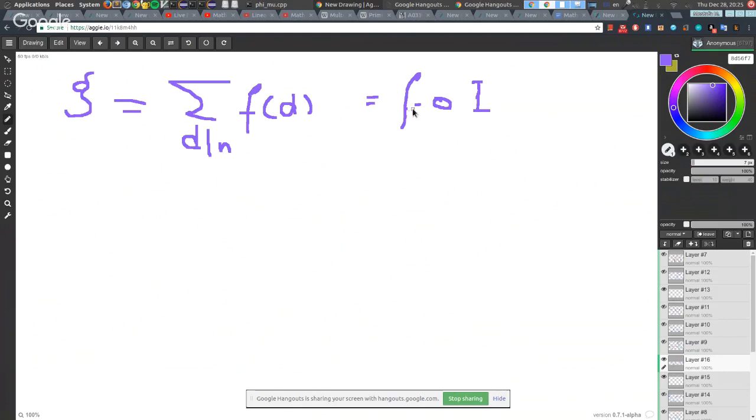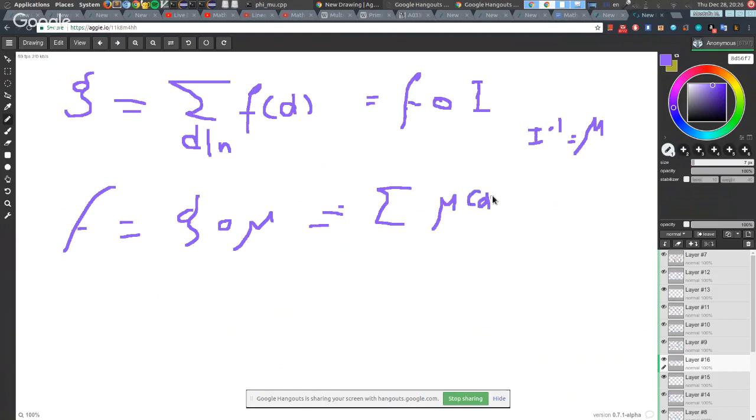So here we can find the f using the following formula. We just make the dot operation here with I inverse, which is the mu. I inverse is the mu. So if we make dot product of mu on both sides, we get that f is equal to g dot mu. So this is called the inversion formula. So this is g.